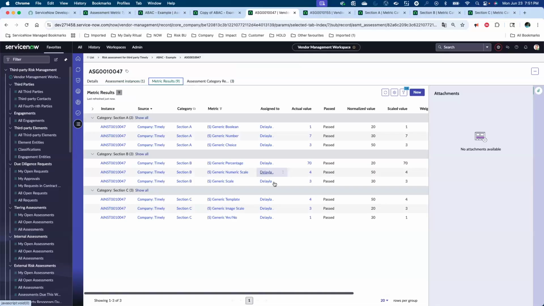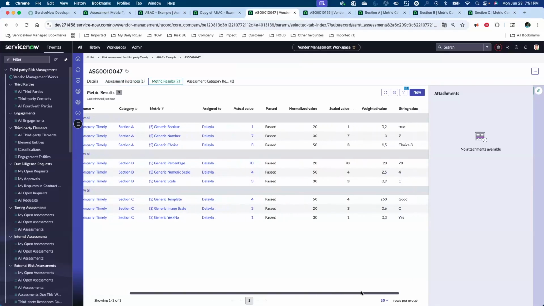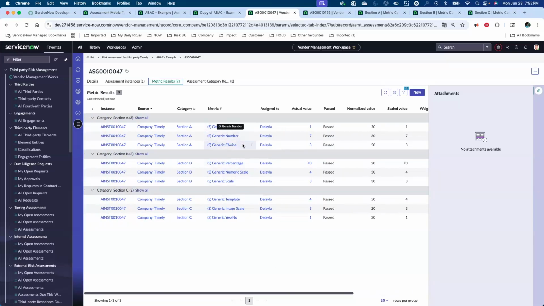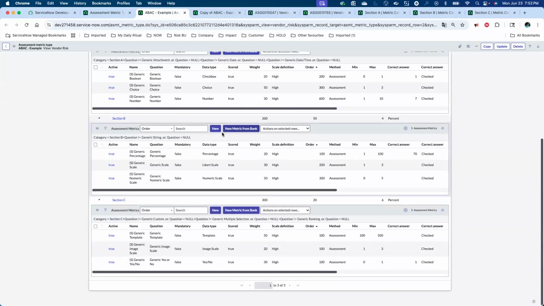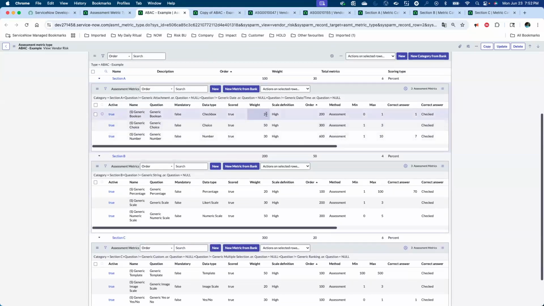In terms of metric results, based on how I have responded, every single question has passed. If it has passed, the evaluation is basically 100. So among 0 and 100, the evaluation of the question rating, or really the normalized value, is 100. But then it applies the weighted average of the question itself. So the weight of generic Boolean, number, and choice must be respectively 20, 30, and 50. If we look at this, we can see generic Boolean weight is 20, choice is 50, and number is 30.